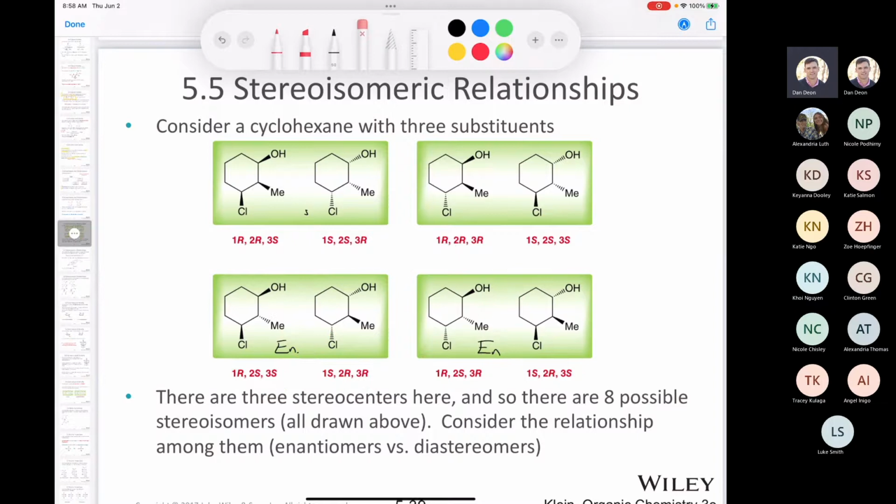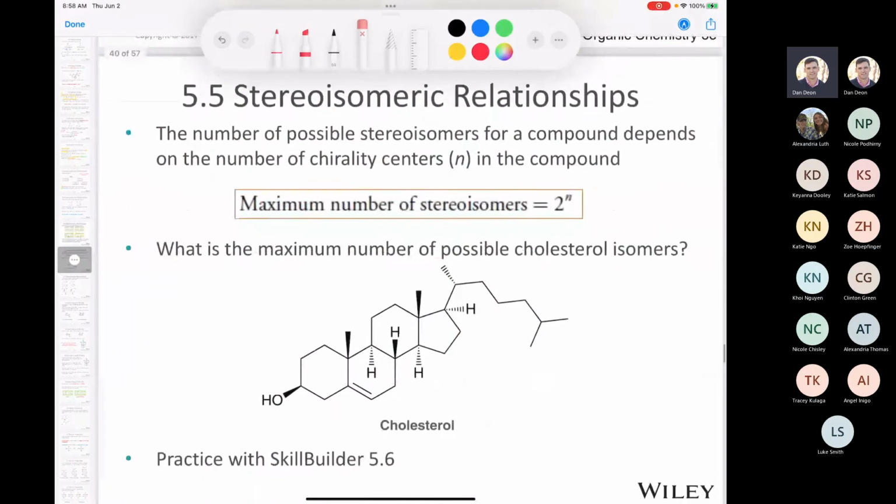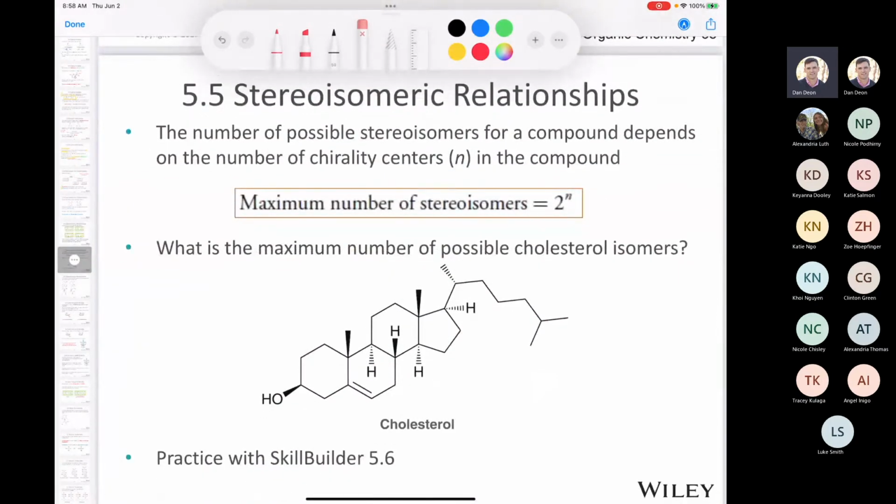and look at a compound that has even more stereocenters. You know, you might have been wondering, is there a way to predict how many stereoisomers I can have? There is. There's a quick formula that we can use to determine the maximum number of stereoisomers. What you do is you take 2 to the power of n, where n is the number of chirality centers, and that tells you the maximum number of stereoisomers you can have.